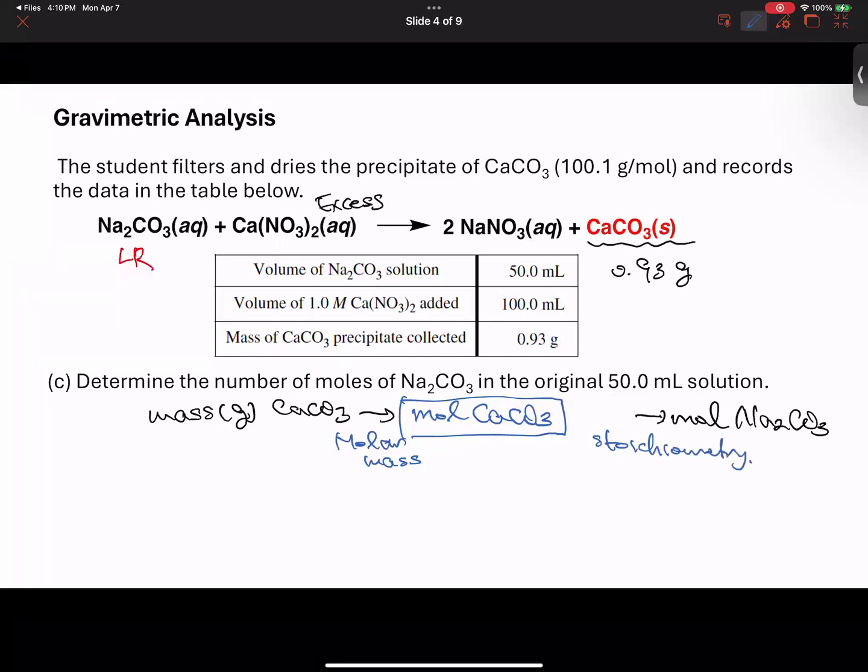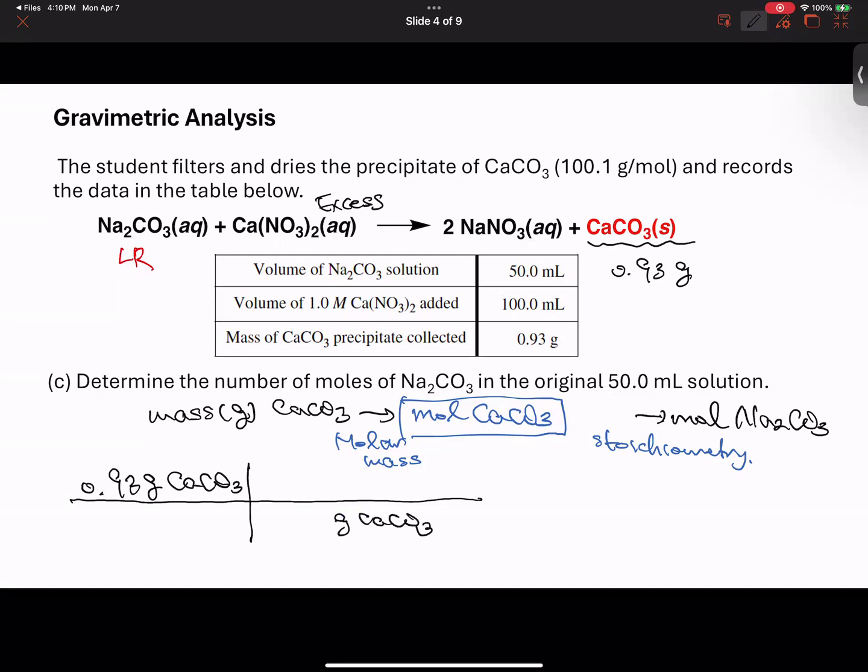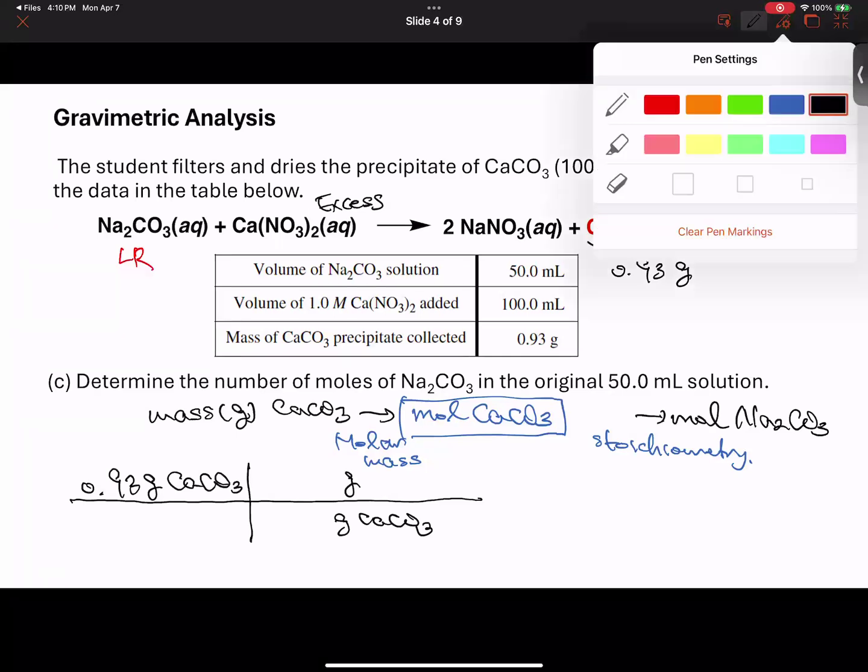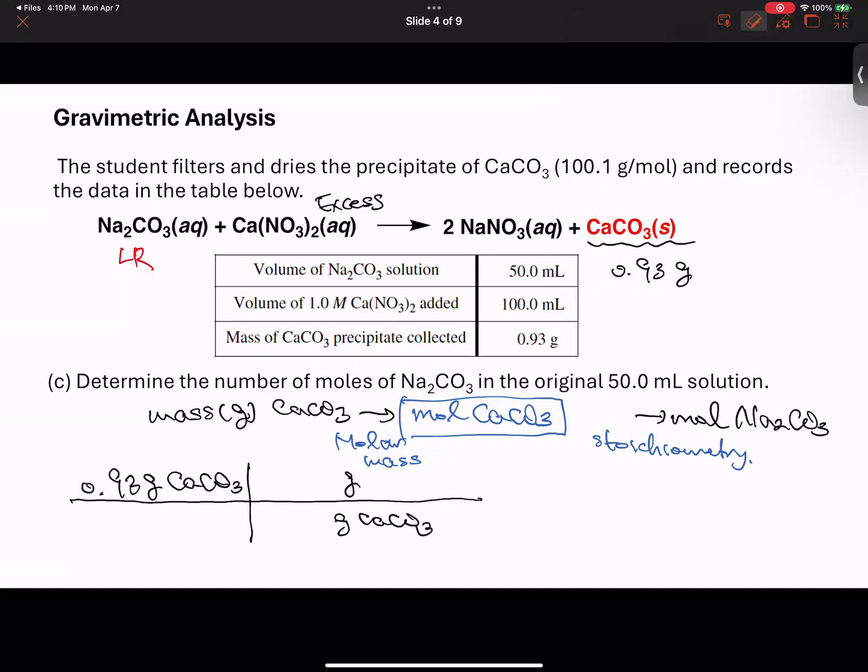Okay, we are ready now. Let's write the equation. We are given 0.93 grams of calcium carbonate, obtained after drying in the oven until it reached constant mass. Now let's convert this to moles. Grams of calcium carbonate goes in the denominator and moles of calcium carbonate in the numerator.